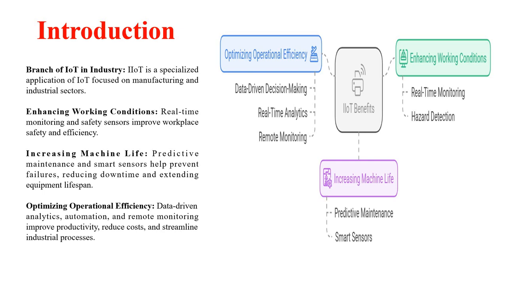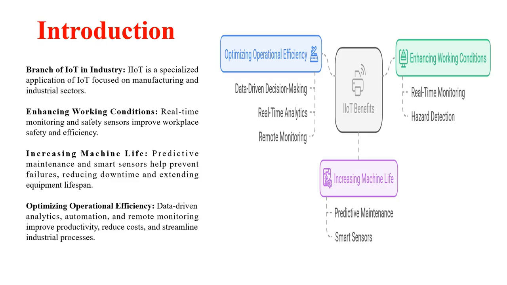Then the last point is optimizing the operational efficiency, where industrial IoT allows for data-driven decision making, improving production lines and supply chains. And the automated real-time analytics will reduce the energy consumption, waste and operational cost, and the remote monitoring and control will enable seamless operations across multiple locations.